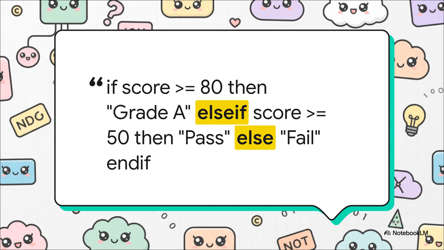But if it's not, it moves on to the next question. Okay then, is the score 50 or above? If that's true, it prints pass. And if all else fails, it just gives up and runs the final else block.